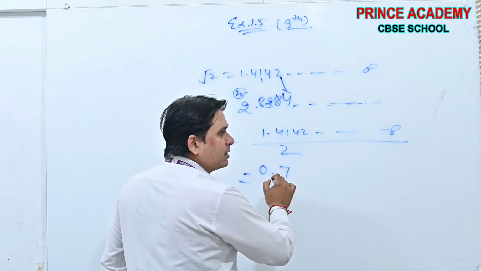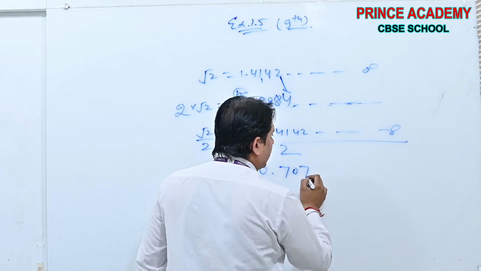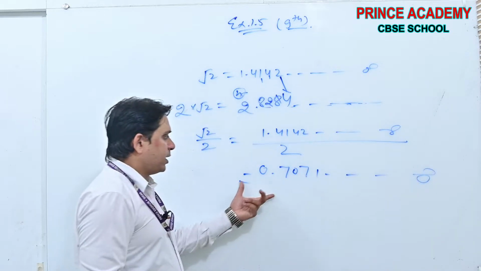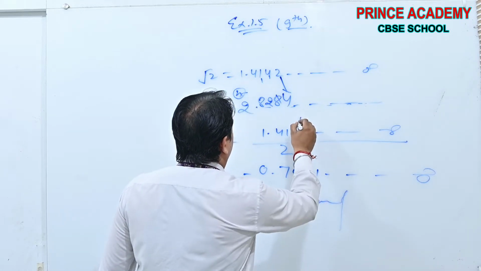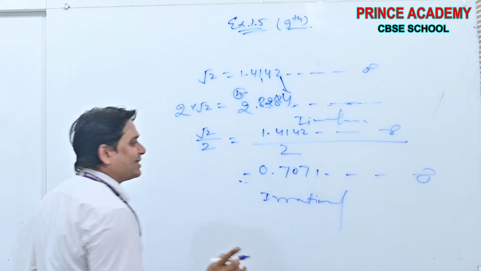0.7, yes or no? 1 and so on up to infinite. This is also irrational, yes or no, beta? Irrational, irrational. What does it mean?